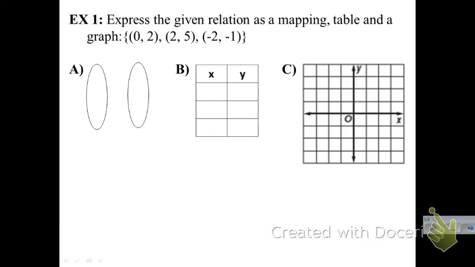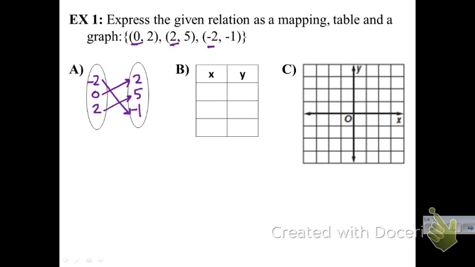So here on example 1, we're going to express the given relation as a mapping, a table, or a graph. So I'm going to go ahead and put my x values in numerical order. So I'm going to look at the 0, 2, and -2, and inside the mapping put them in numerical order. And then I'm just going to list these other values, 2, 5, and -1. It doesn't matter. But it does say that my 0 is paired with the 2, that the 2 is paired with the 5, and the -2 is paired with the -1. So that shows how they are paired in a mapping.